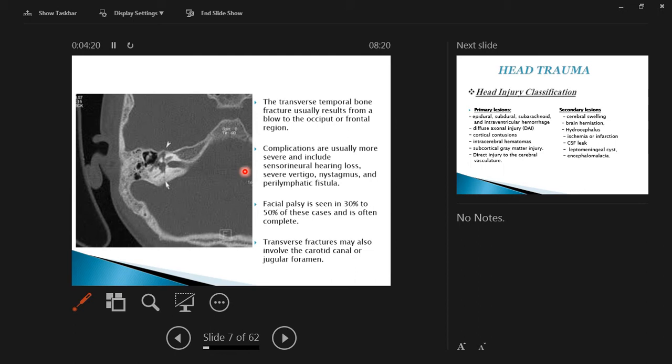Well, here the transverse type, the axis of the fracture is perpendicular to the longitudinal axis of the petrous bone. This is the less common, but more severe and associated with more complications, and facial nerve palsy can be seen in up to 50%, which is often complete. Also, this type of fracture may involve the carotid canal or jugular foramen.